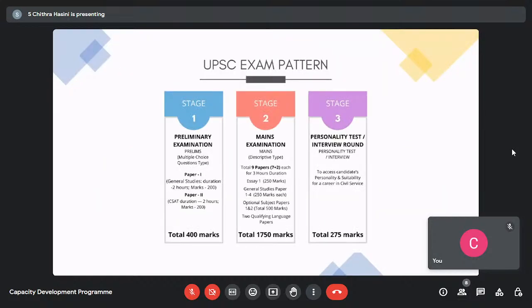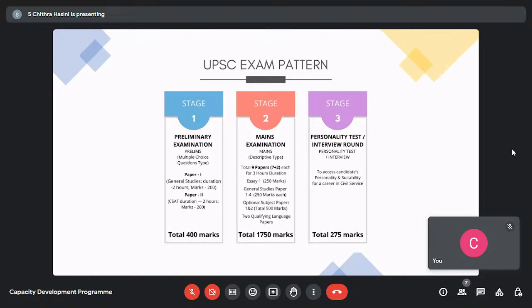And let us know about the pattern of the exam. The exam is generally conducted in three stages. The first stage is the preliminary examination. This is of multiple choice type, and you have two papers in it. The first paper is general studies, which has your general subjects like history, polity, economics, and many other subjects. The duration of the exam is 2 hours, and the marks allotted to it are 200.